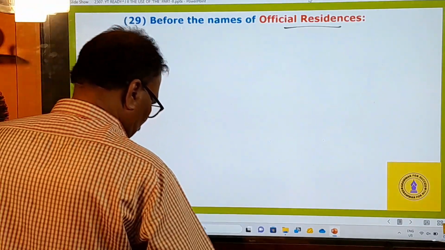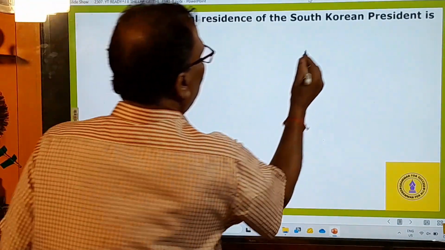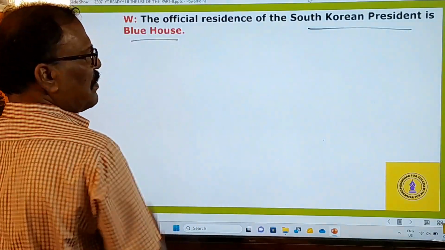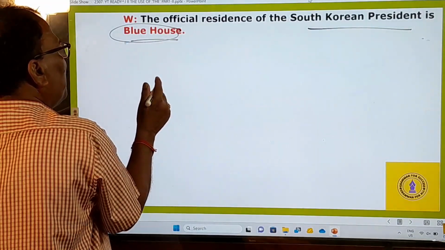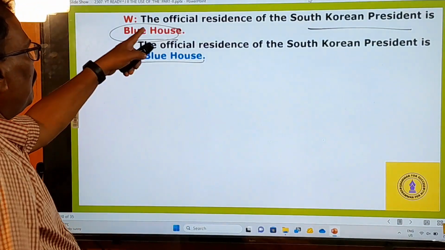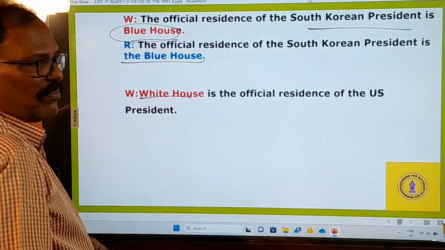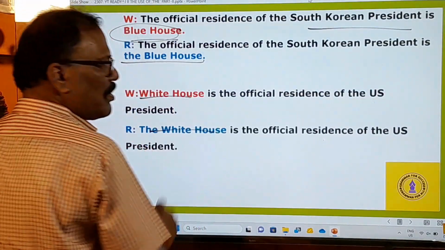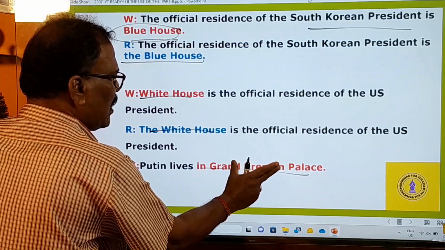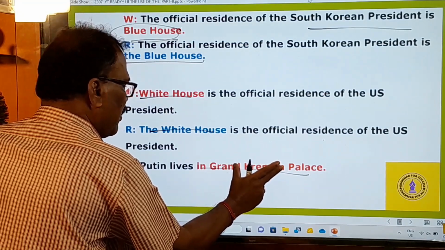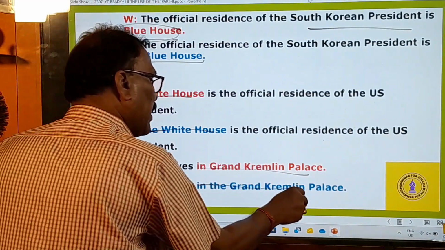And now let us go to the examples directly. All of you know very well. The official residence of the South Korean President is Blue House. It is the official residence, the name of the official. Before that, you must use the definite article. Okay, what should you say then? You must say the Blue House. And here, White House is the official residence of the US President. Okay, and here what is that? The White House, official residence. And last example, Putin lives in Grand Kremlin Palace. It is the official residence of the Russian President. Therefore, Putin lives in that. And if anybody says Putin lives in Grand Kremlin Palace, wrong. In the Grand Kremlin Palace.